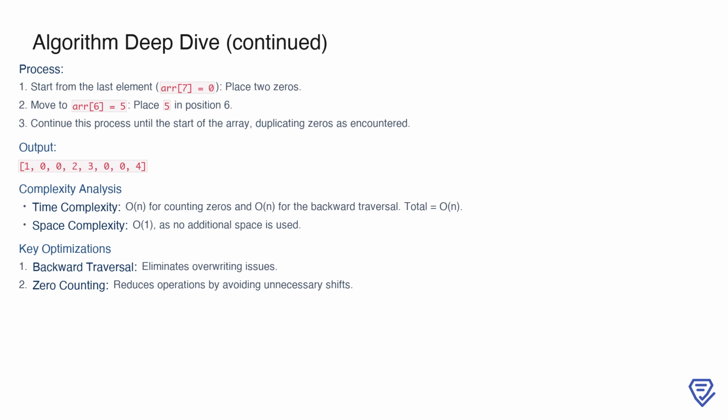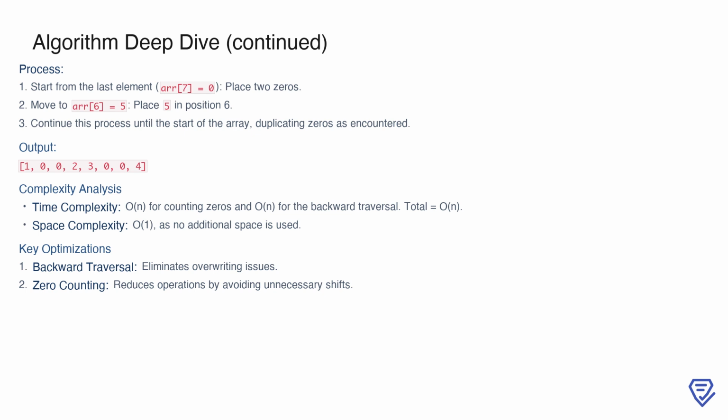For example, if the last element is a 0, we place 2 zeros in the appropriate positions. Moving to the element before it, we simply place it in the next available position. This process continues as we work our way to the beginning of the array. For the example array 1, 0, 2, 3, 0, 4, 5, 0, this process results in the final output 1, 0, 0, 2, 3, 0, 0, 4.